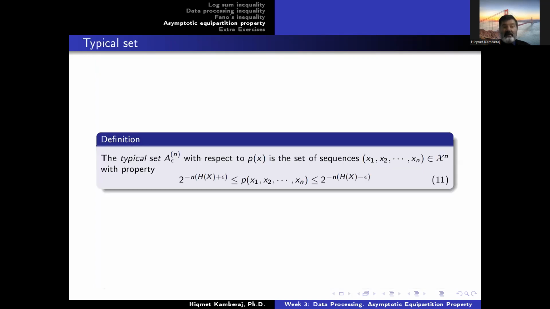Now, we introduce the so-called typical set. The typical set, which is denoted A with some parameter epsilon, n, and the parameter n, with respect to p of x, is the set of sequences x1, x2, xn from some set chi to the power n with this property: 2 to the power minus n (H of X plus epsilon) is less than or equal to the joint probability mass function, less than or equal to 2 to the power minus n (H of X minus epsilon).